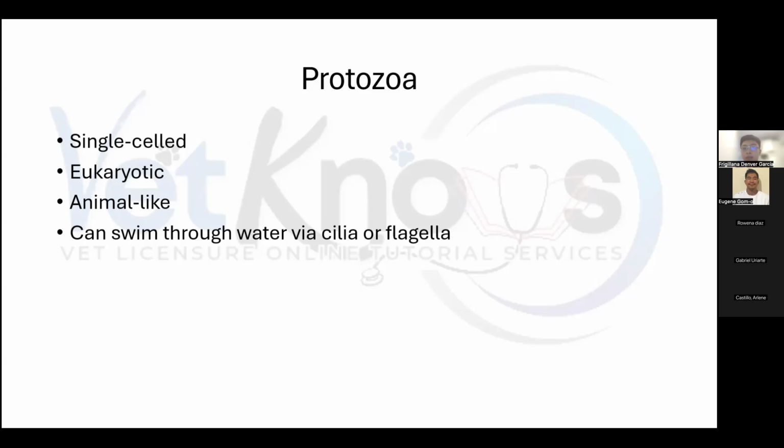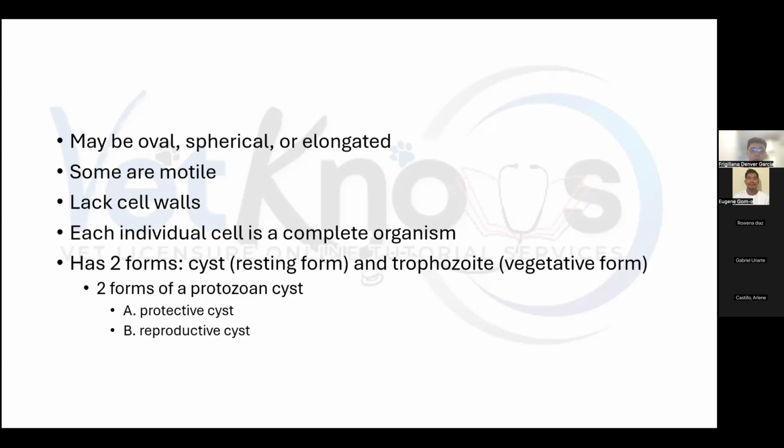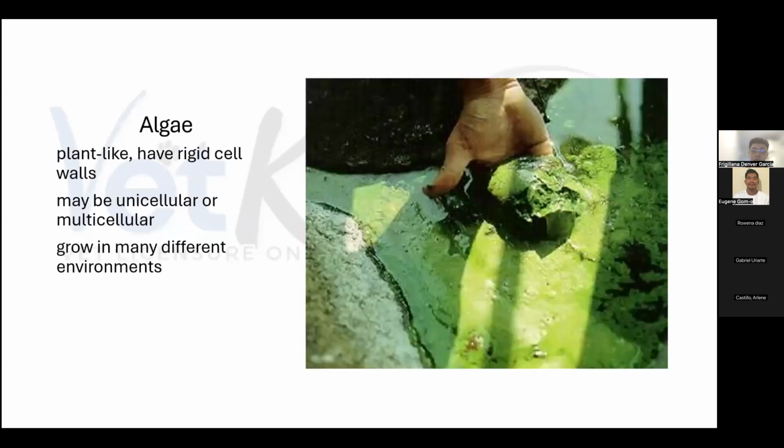They do not cause disease. I think less than 10% of protozoa in the environment are pathogenic. Over 90% are free-living. They lack cell walls. They have two forms: the cyst, which is the resting form, and the trophozoite, which is your vegetative form. Then next, we have algae.